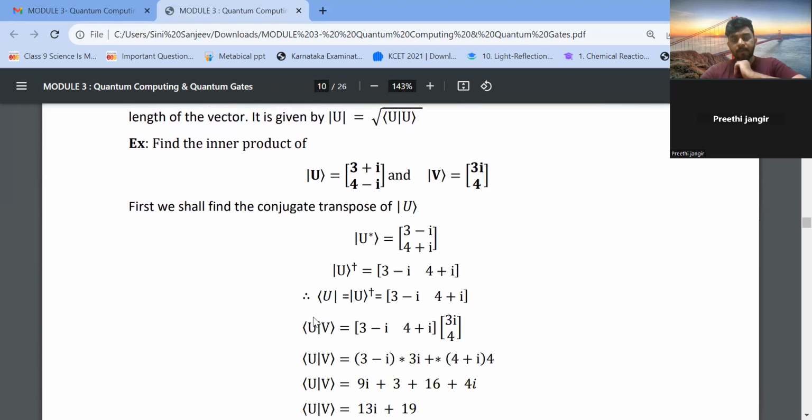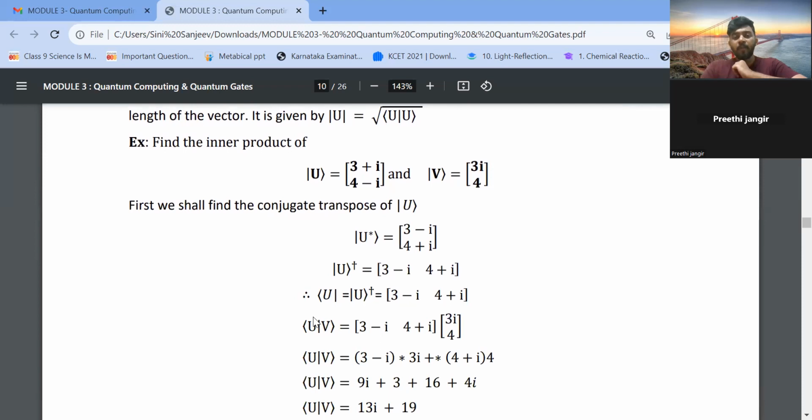Let's see one question. Find the inner product of u is 3 plus i and 4 minus i, and v is 3i and 4. So first thing is 3 plus i and 4 minus i. First thing is take what? The conjugate. So plus i will become minus i. I'll write it down here. The signs will be changed. Then take transpose.